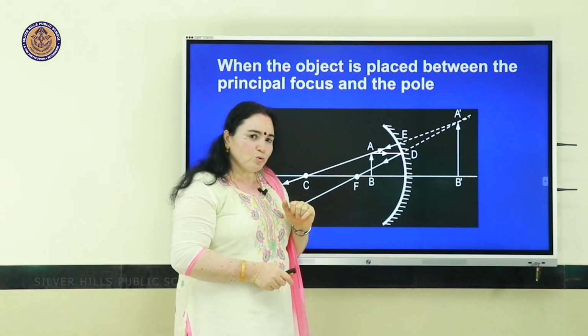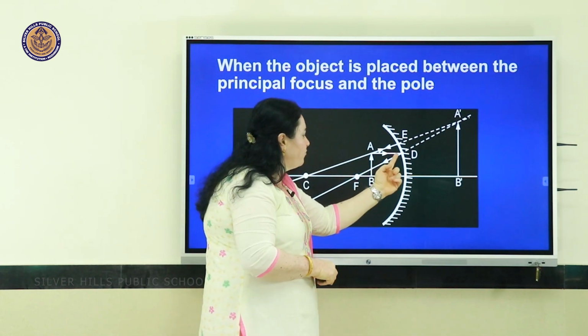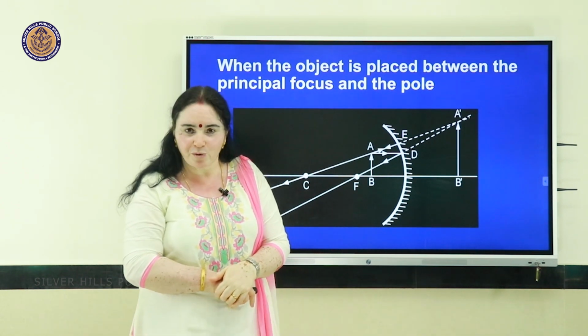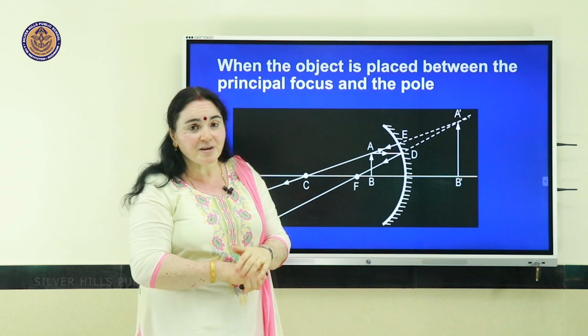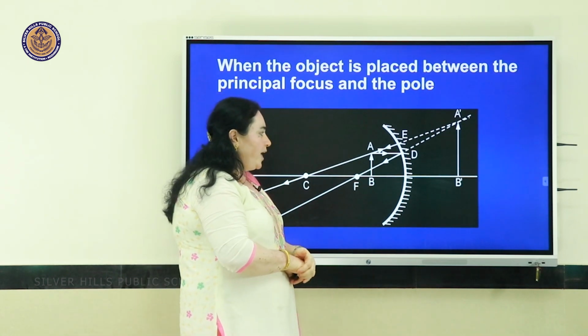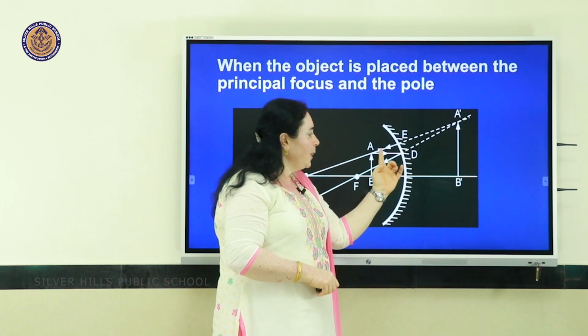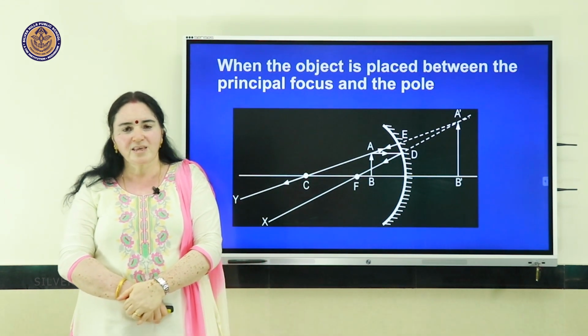I again use two rules here. A ray of light parallel to the principal axis after reflection passes through the focus. That happens to be one of my favorite rules also, because I use it everywhere when spherical mirrors are in consideration. The ray of light which is in the line of the center of curvature after reflection is going to be going straight through the same path.